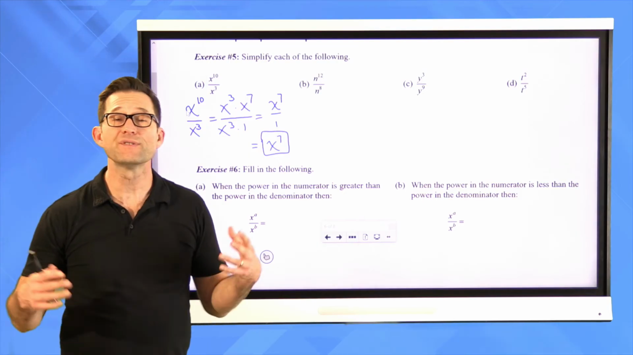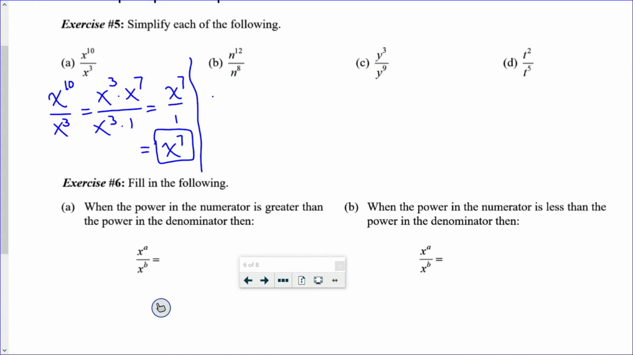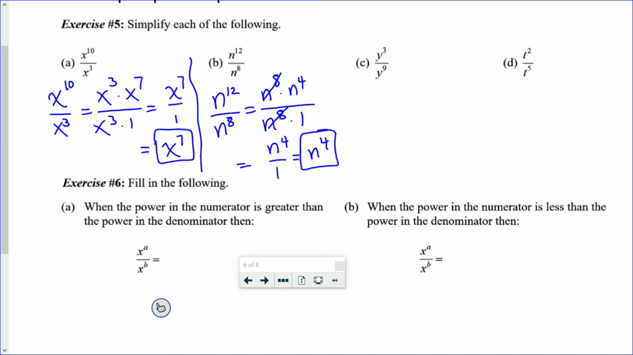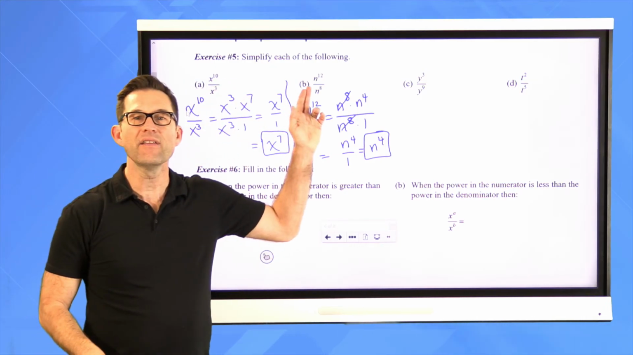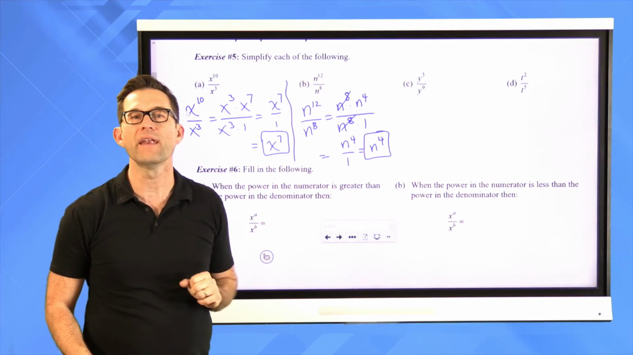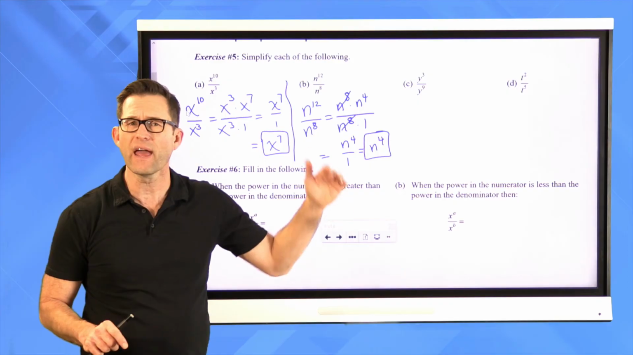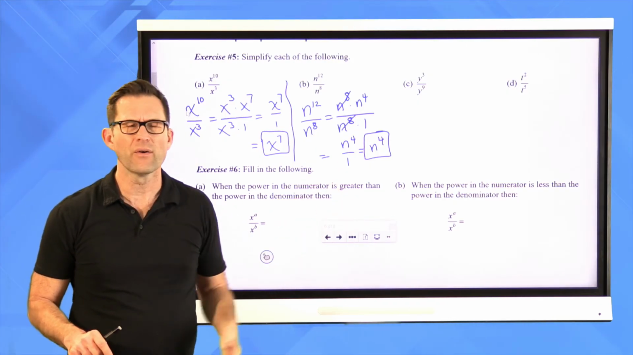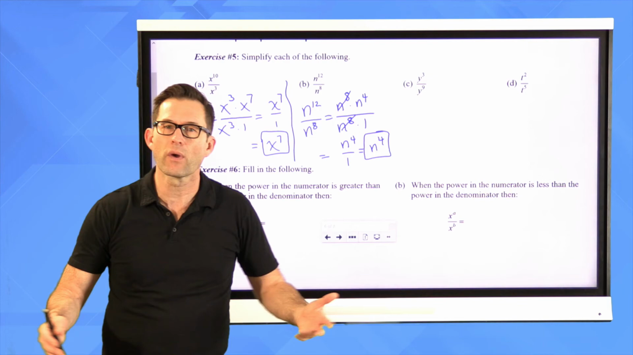All right, we should see a very similar result, right? I have n to the 12th divided by n to the 8th, which would be n to the 8th times n to the 4th all over n to the 8th times 1. Those two will cancel and be equal to 1, and that's just going to be n to the 4th over 1, or n to the 4th. Again, it's as if we've got n to the 8th dividing an n to the 8th in the numerator and leaving us with only an n to the 4th in the numerator, right? It's really n to the 4th divided by 1, but we wouldn't write 5 divided by 1, we'd just write 5.